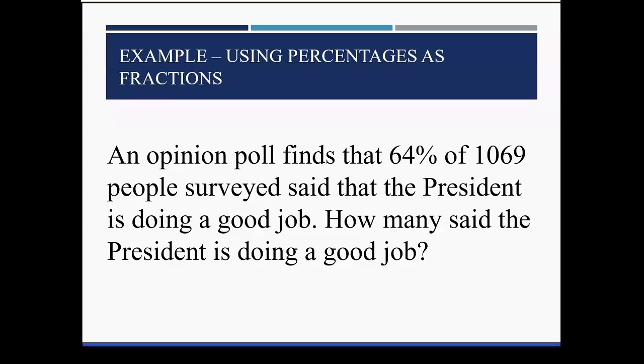So here is a case where they gave you a percent and they gave you a total, and they're asking for what part of this survey thinks he's doing good. So whenever I know a percent and a total and I'm looking for a part, I can solve this in one of two ways, and I'm going to show you both real quick.